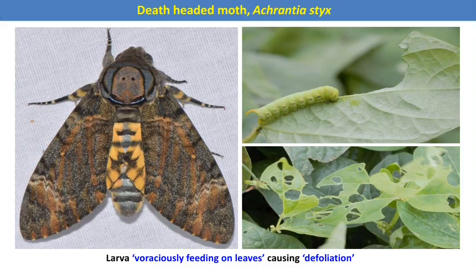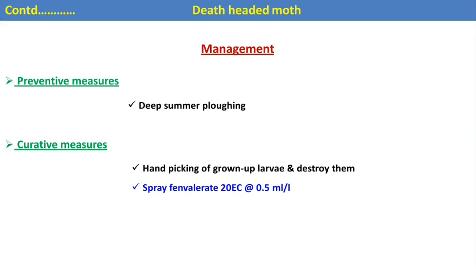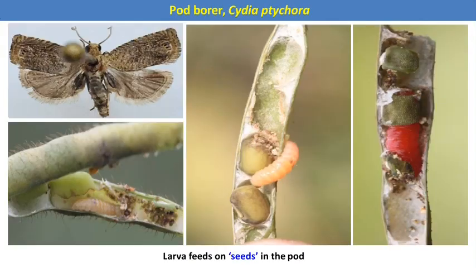Next one, that is the death-headed moth Acherontia styx, that is a Lepidopteran pest. It is a very voracious feeder on the leaves of the different minor pulses. Here the larva voraciously feeds on the leaves and causes defoliation. And for the management of the death-headed moth, we can spray the crop with fenvalerate.